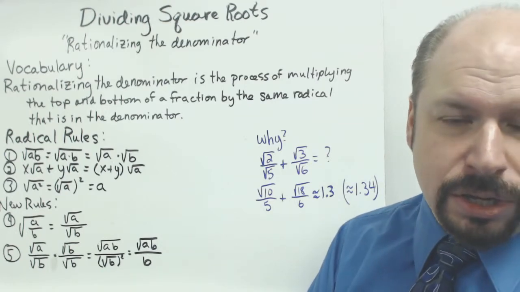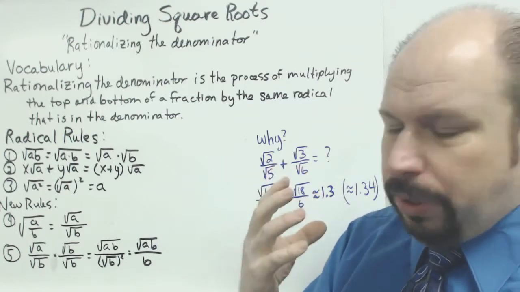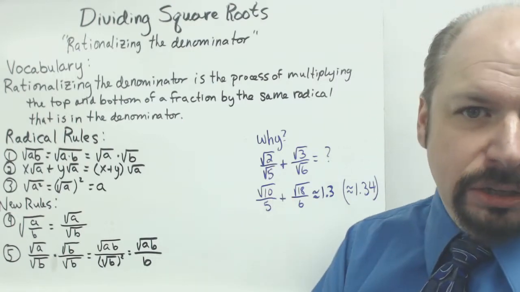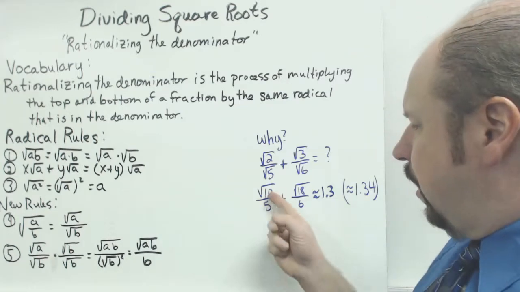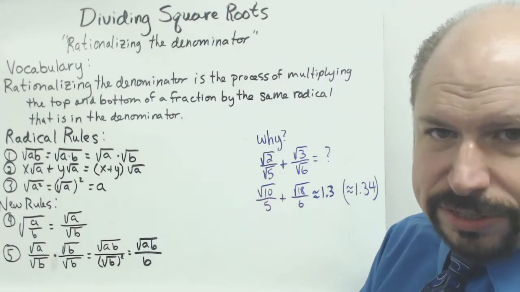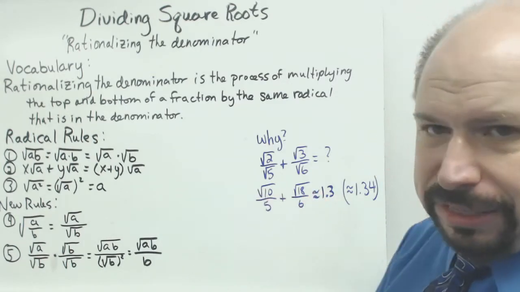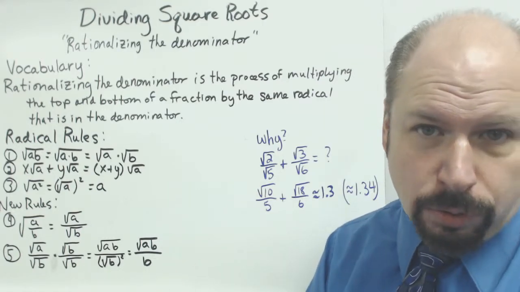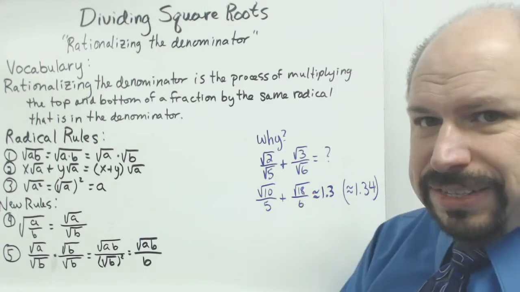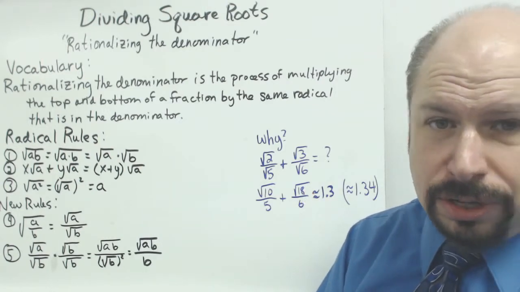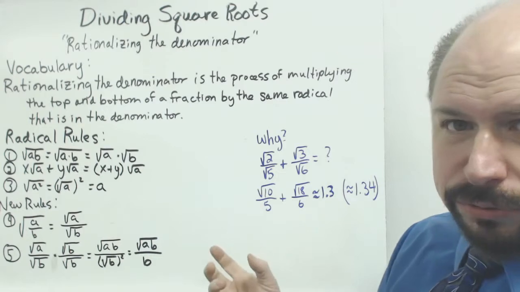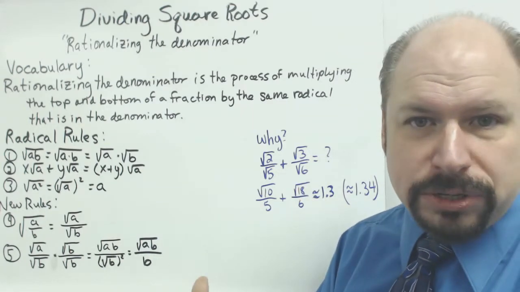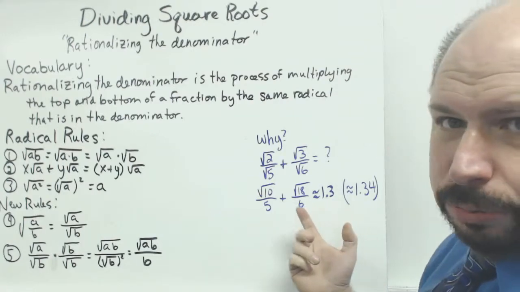If I were to try to estimate that in my mind, I know that the square root of 10 is just a little bigger than 3, and 3 over 5 is about 0.6. The square root of 18, well, the square root of 16 is 4, so the square root of 18 is just a little bigger than 4. So 4 over 6 is 2/3, and since it's a little bit bigger than 4, I'm going to say this is about 0.7. So 0.6 plus 0.7 is 1.3.